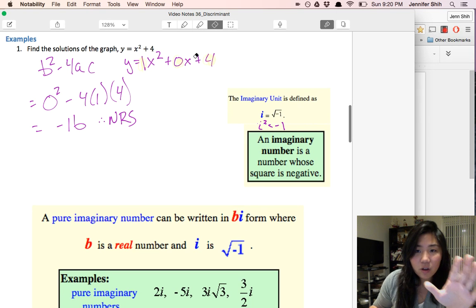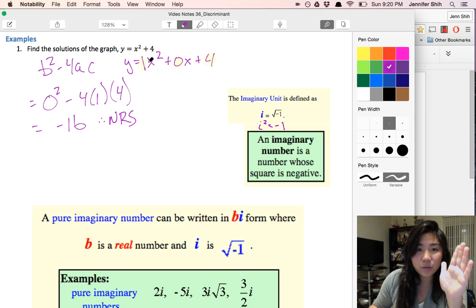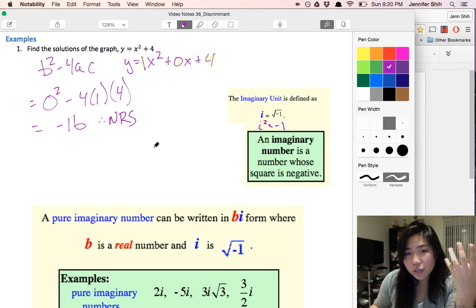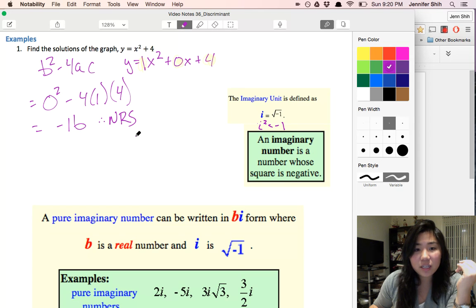Let's go back to solving this problem with y is equal to x squared plus 4. In order to solve for the solutions, we try to look for where the graph is when y is equal to 0, or when it hits the x-axis. So let's set y equal to 0. We have x squared plus 4. Let's solve for x. Minus 4, minus 4. I get negative 4 is equal to x squared.